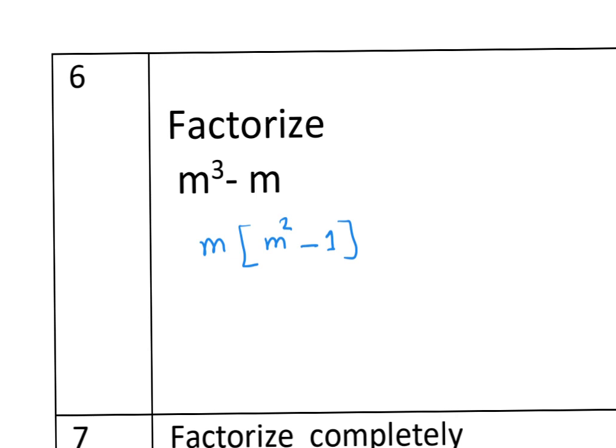Take care. Consider that you have an invisible 1 here. So if you take m as the common factor, you have 1 left. You cannot leave this term as 0.